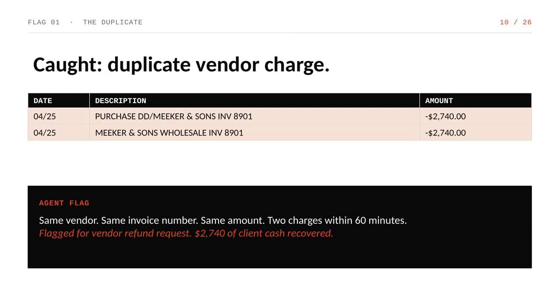First flag, the duplicate. Same vendor, Meeker and Sons. Same invoice number, 8901. Same amount, 2740. Two charges within 60 minutes. Agent flagged this immediately for a vendor refund request. That's $2,700 of client cash that gets back into the account because the agent caught it. A tired bookkeeper or an overworked bookkeeper can sometimes miss these little errors.